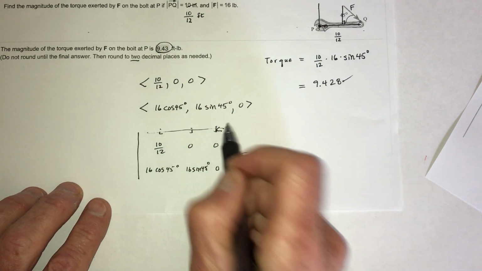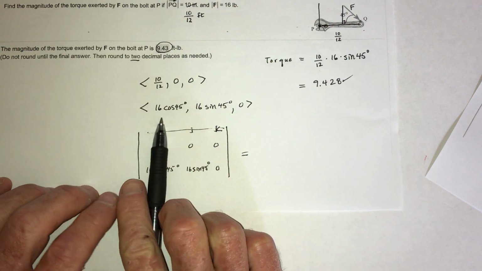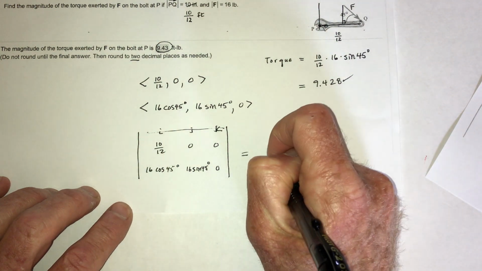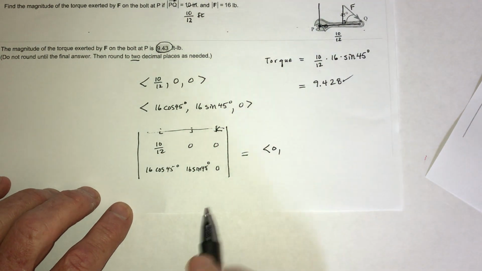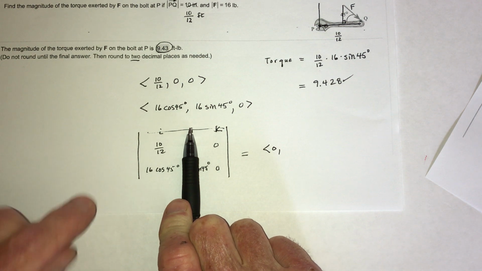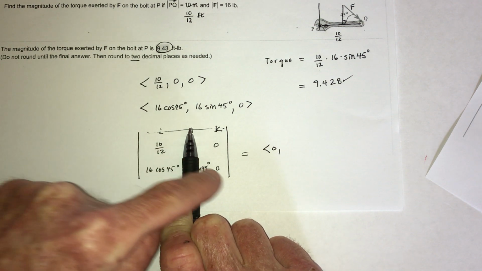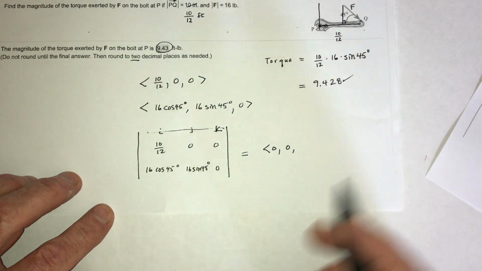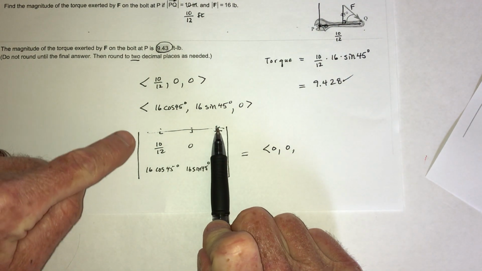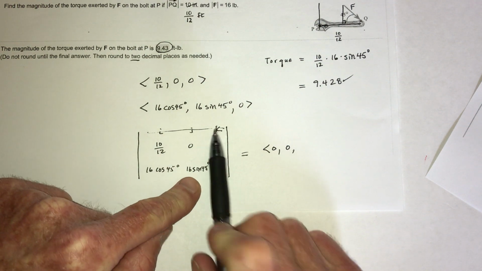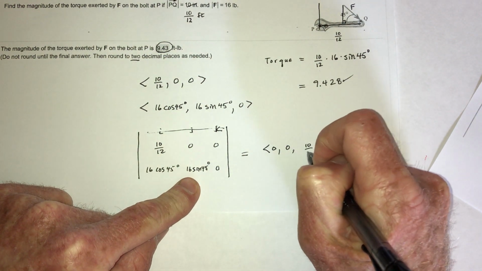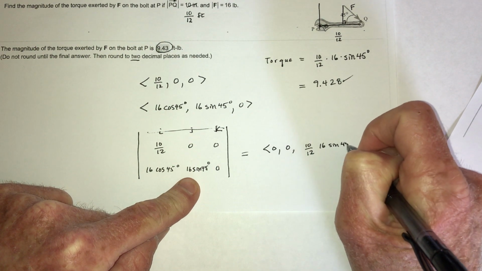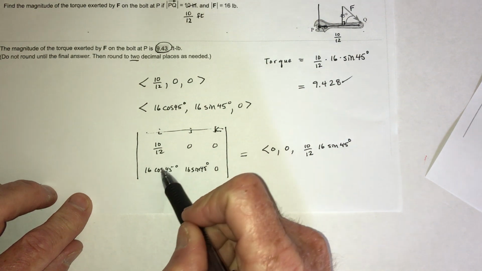So cross out this, and when you cross out this, that's going to be 0 minus 0. When you cross out this, that's going to be 0 minus 0. Oh goodness. And then when you cross out this, oh, finally we get something. This one times this will be 10/12, and then 16 sine of 45 degrees. And then when you do this diagonal, it's 0.